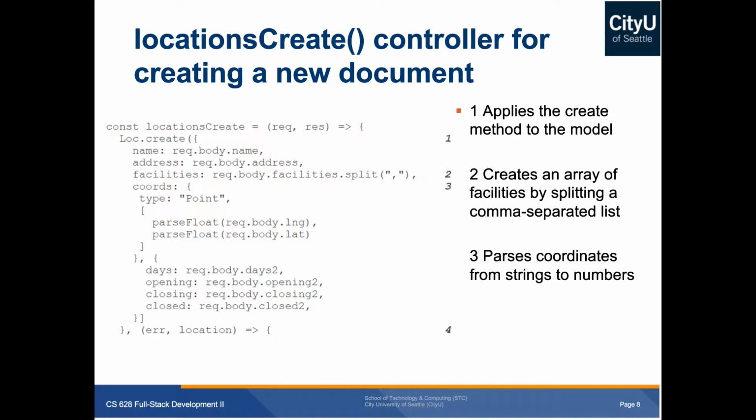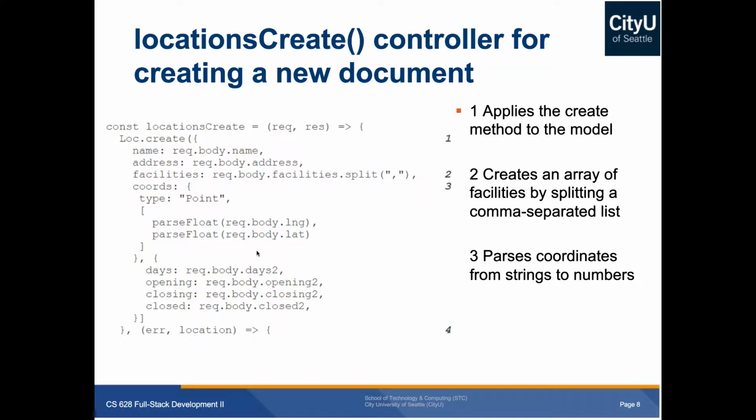Each input that we got has a corresponding value, right? And we specify them as name, address, and also facilities. And then also the coordinates, right? We can extract that from the request from the other application. And we would just have the parseFloat as well to parse the float data.